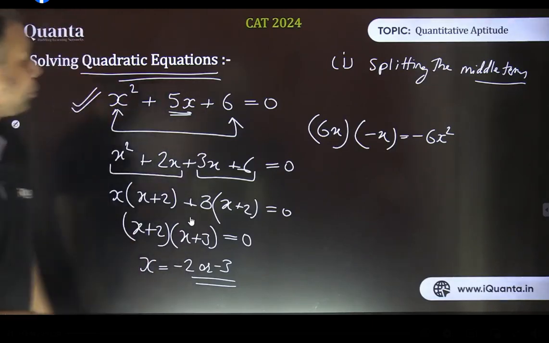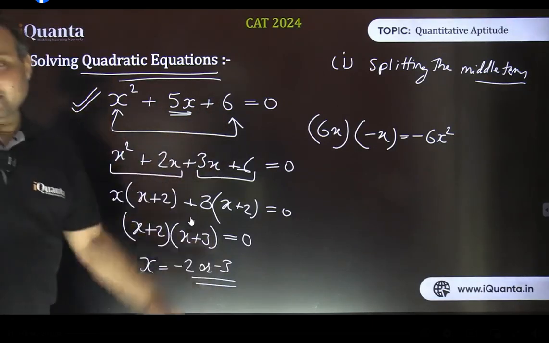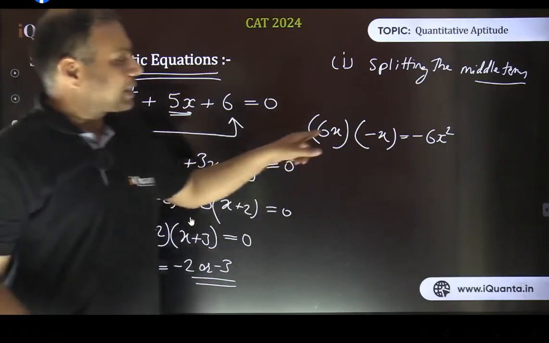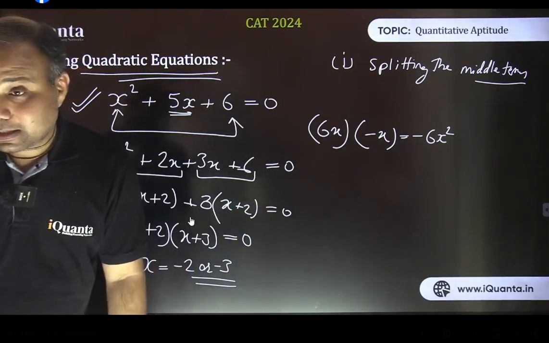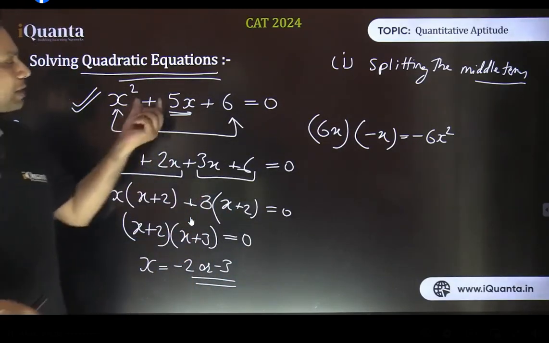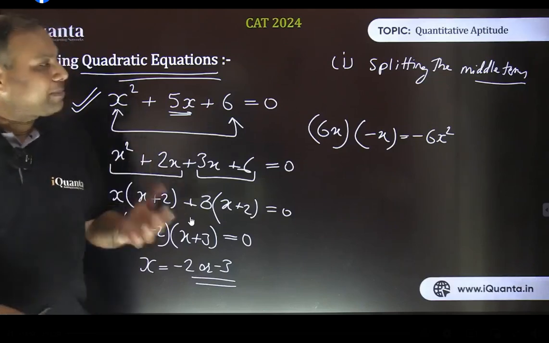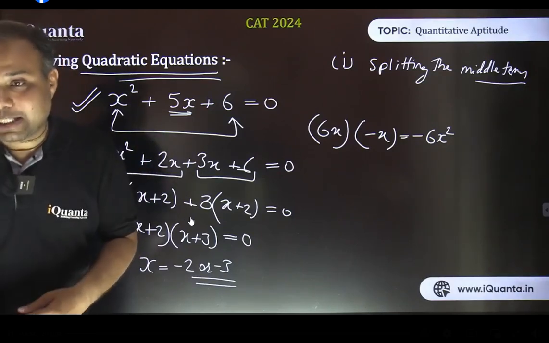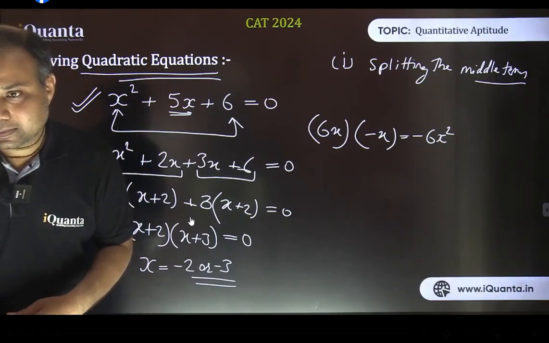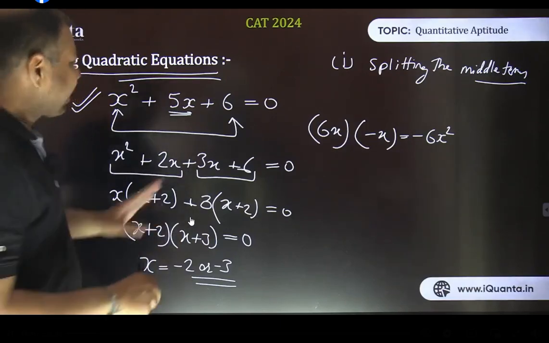But I wanted the product to be positive 6x square. Is it fine? So that's how this case won't be valid here. Is it clear? So how are we going to split this middle term? That is the tricky part. Sometimes you are able to do it, but in some questions, it won't be very easy to find. Fine? Okay, let's take one more example.